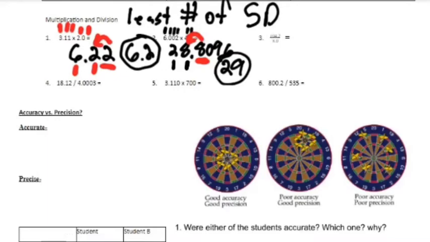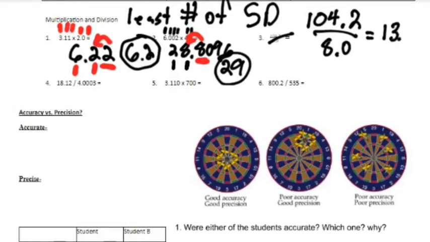This next one, I don't think you can see that, so I'm going to rewrite that. It's 104.2 divided by 8.0. And when I do that out, answer is going to be 13.025. Check my significant digits. Top number has how many? It's got 1, 2, 3, 4. Bottom number has how many?